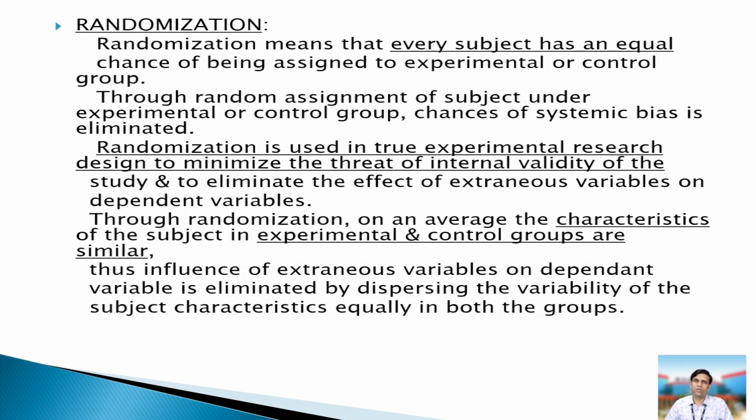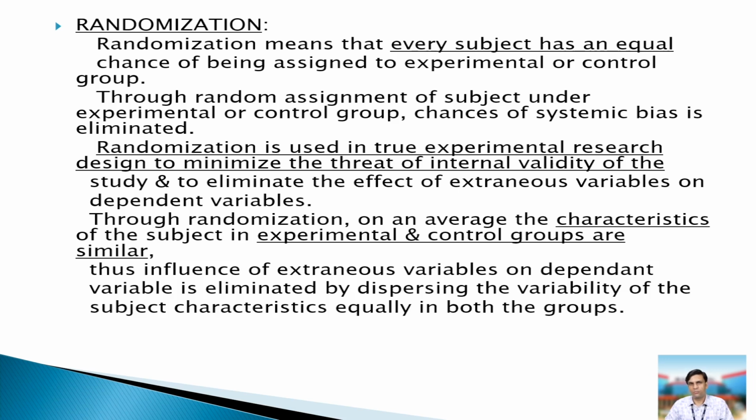Now, the third and important characteristic of true experimental research design is randomization. It means that every subject has an equal chance of being selected as a subject or sample in the experimental or control group. So here there will not be any bias. All the samples or subjects have an equal chance of being selected either to the experimental group or to the control group. Through random assignment of subjects to the experimental or control group, chances of systemic bias are eliminated.